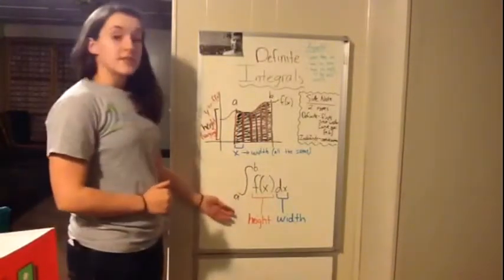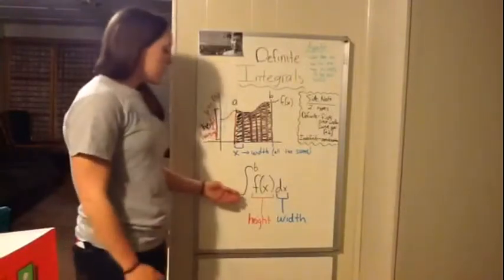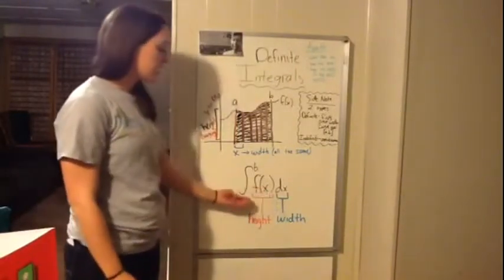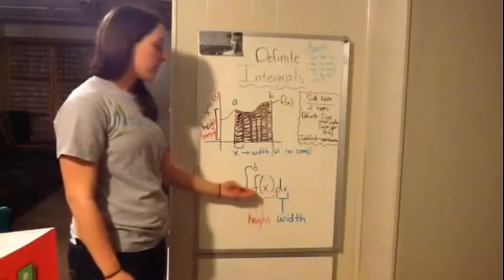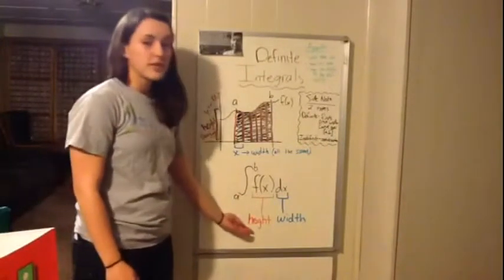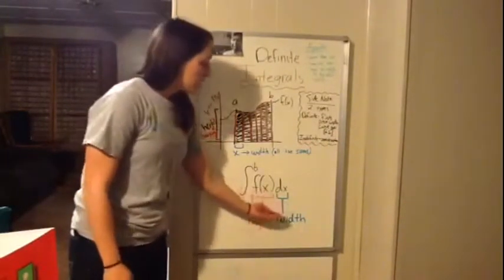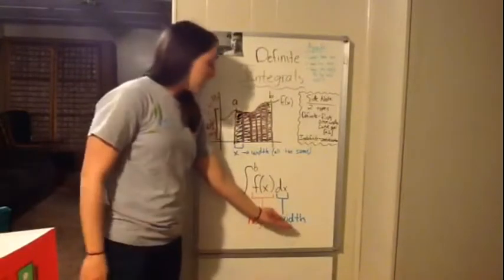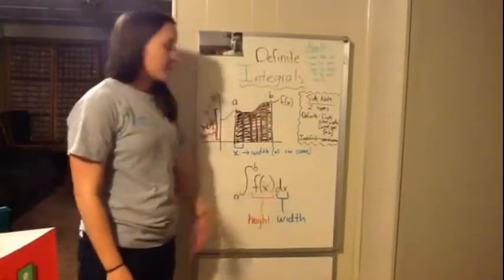It shows, for a definite integral, the integral from a to b, f of x dx. F of x is the part you change in the function given, which is associated with height, and width is never changed and is associated with dx.